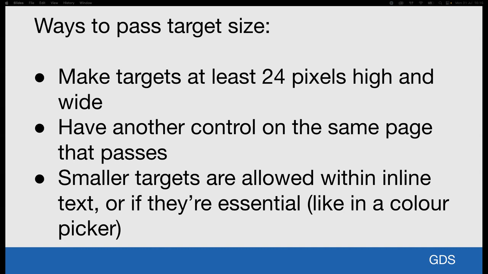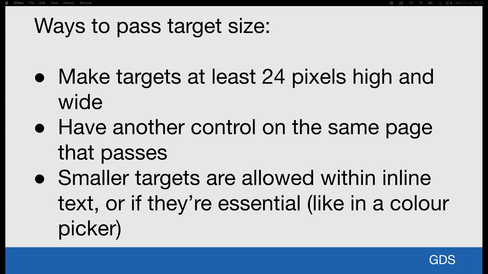I'll note with a caveat there, that would still be very frustrating from a usability standpoint, because that means users have to figure out which control is big enough for them to use on the page. So while it does mean a WCAG 2.2 pass, think about it before you start using these exceptions. And then another one is smaller targets are also allowed if they're essential.